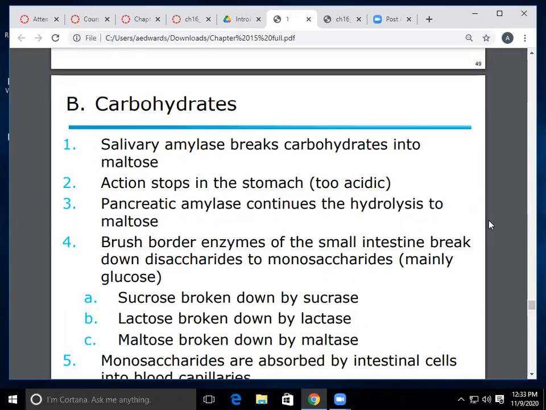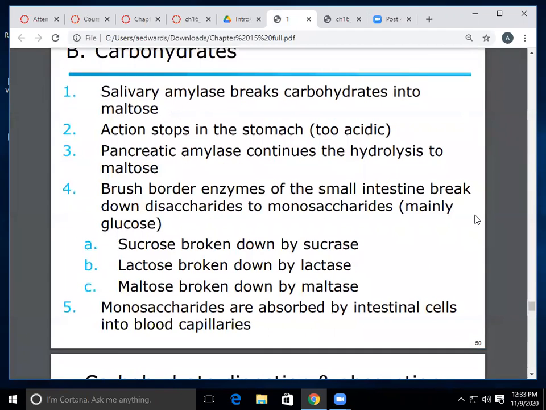Okay, and so there are several of those. Sucrose is broken down by sucrase. Okay, lactose is broken down by lactase. Okay, makes sense. Maltose is broken down by maltase. Okay, sucrose, lactose, and maltose are all disaccharides.